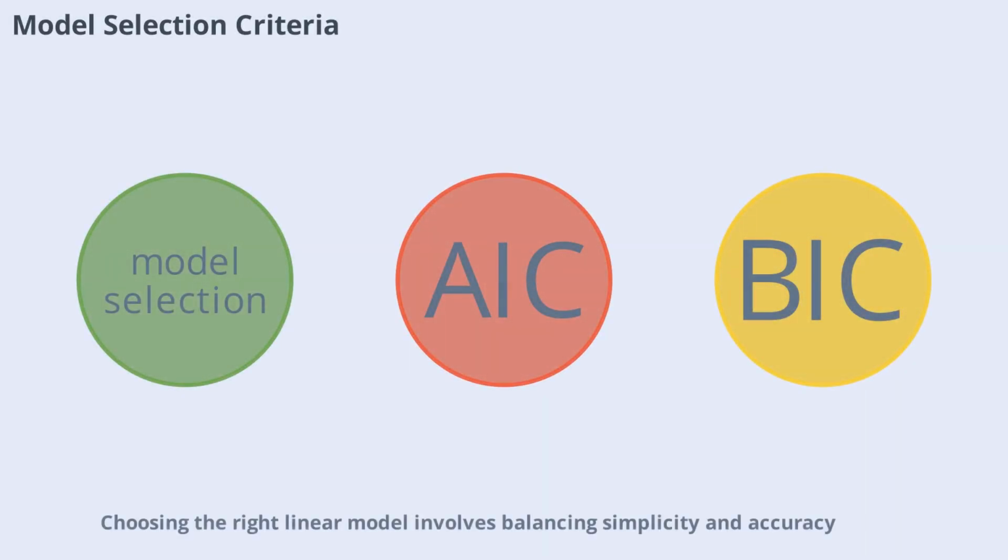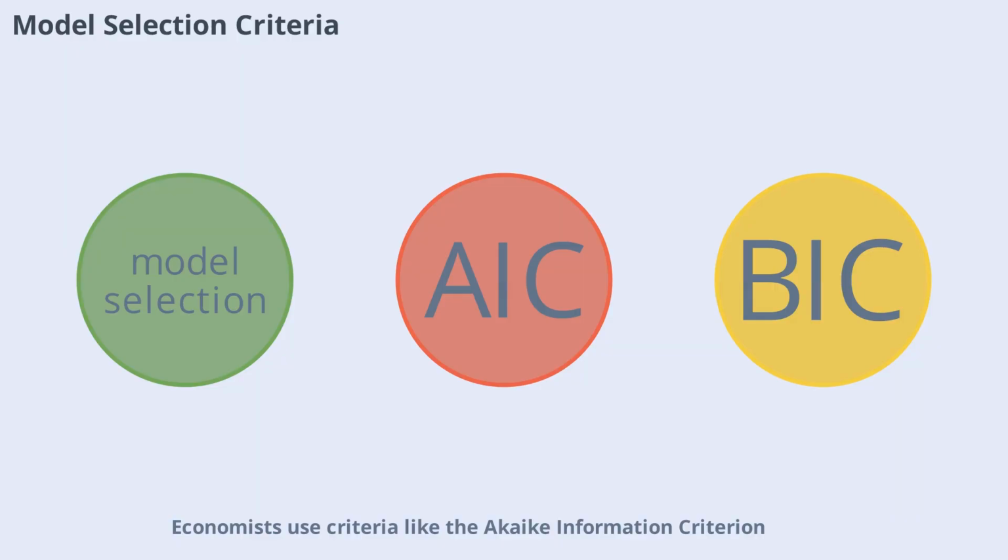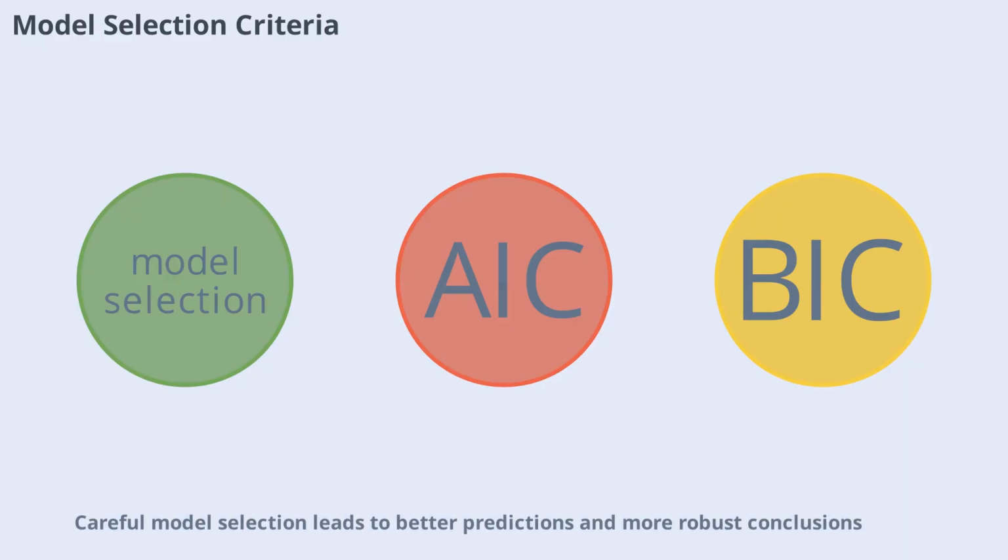Choosing the right linear model involves balancing simplicity and accuracy. Economists use criteria like the Akaike Information Criterion, AIC, or Bayesian Information Criterion, BIC, to compare models. These criteria penalize unnecessary complexity and help select the model that best fits the data without overfitting. Careful model selection leads to better predictions and more robust conclusions.